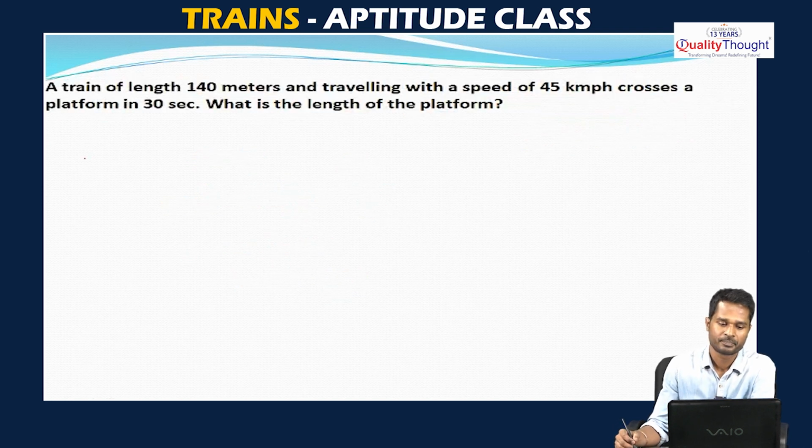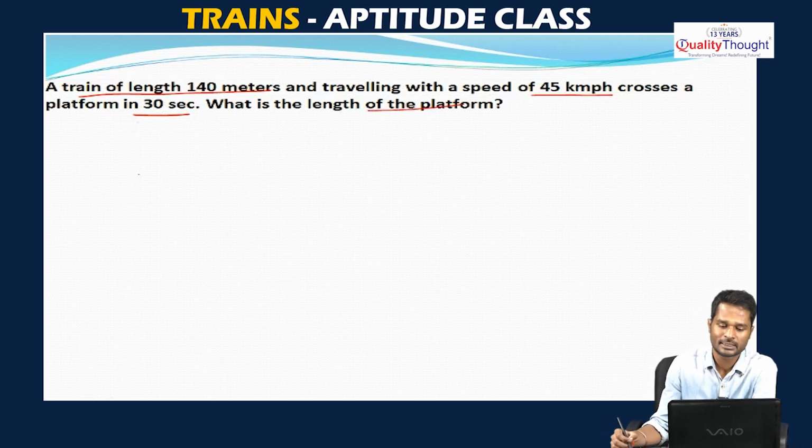The question says, a train of length 140 meters and travelling with the speed of 45 kilometers per hour crosses a platform in 30 seconds. What is the length of the platform? See, he has given a train of length 140 meters. That means we have the length of the train. It is travelling with a speed of 45 kilometers per hour and it crossed a platform in 30 seconds. So we need to find the length of the platform.